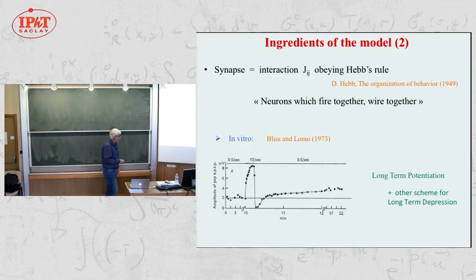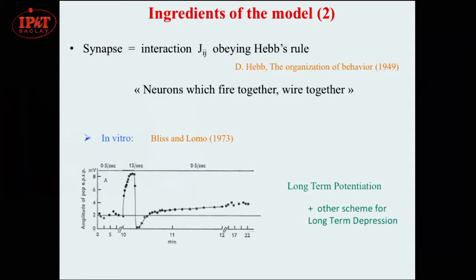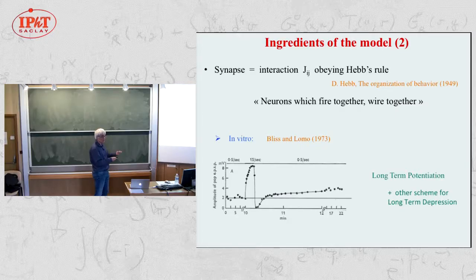Okay, so now we know everything about the dynamics of the model if we are given the initial condition and the synaptic coefficients, right? Everything is well defined. The question is, how do we define the synaptic coefficients? What Hopfield did is that he was inspired by some old work from Donald Hebb at the end of the 40s, which was very influential and purely theoretical work. And essentially, the idea that Hebb put forward is that neurons which fire together wire together.